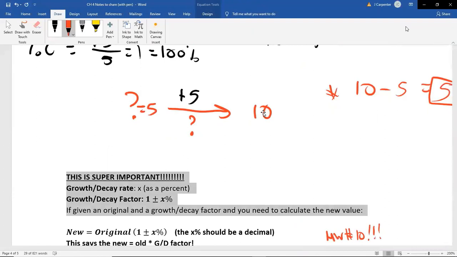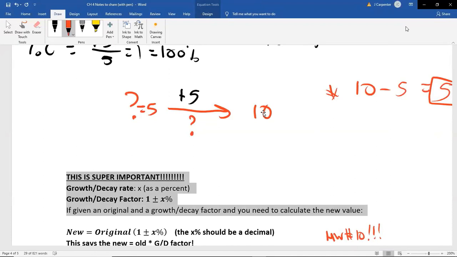Now, we have dealt with growth and decay rates in here already. When we've said that your money grows 7% annually, that's a growth rate. If I said that you lose 7% annually because you're paying interest or something, that would be a decay rate. Growth means it's going up, decay means it's going down.